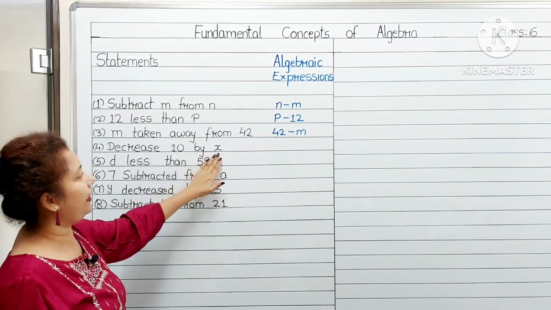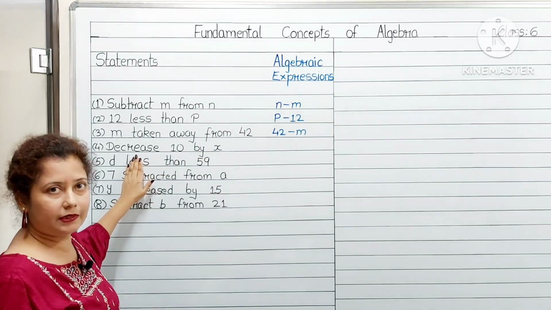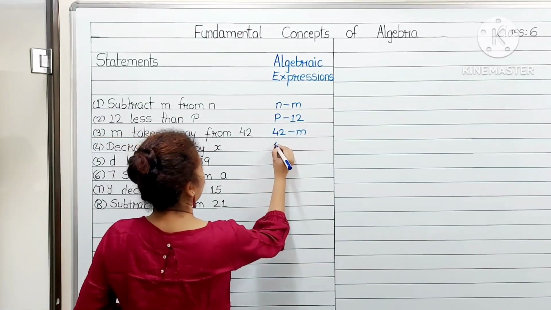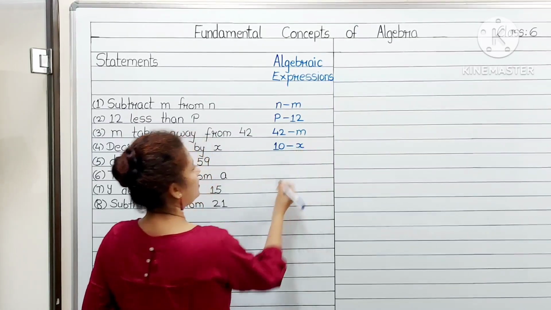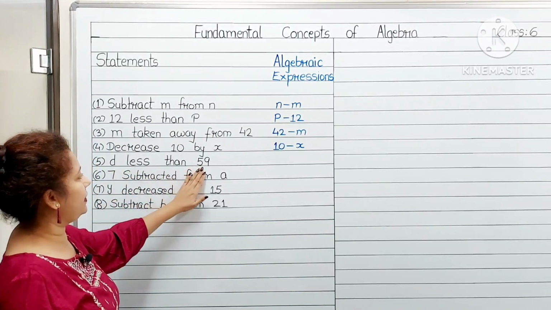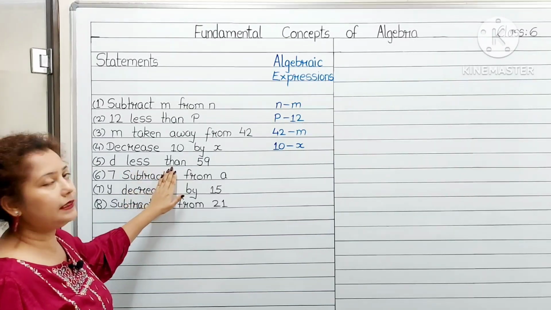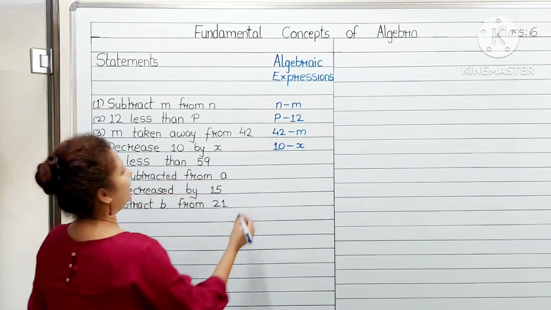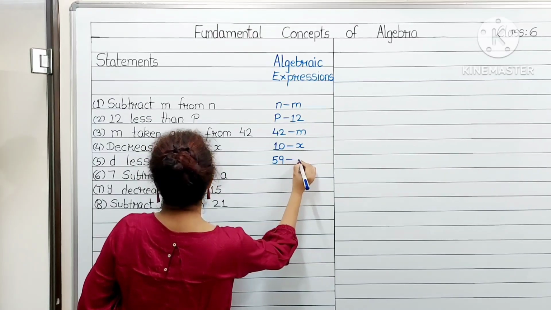Decrease 10 by x. So the word decrease is there. Decrease means we have to subtract. Decrease 10 by x. So here we have to write 10 and we have to decrease it by x. So 10 minus x. d less than 59. So here again the word less than is there. So that means subtraction or minus. d less than 59. 59 minus d.